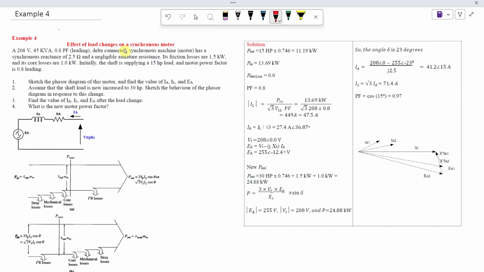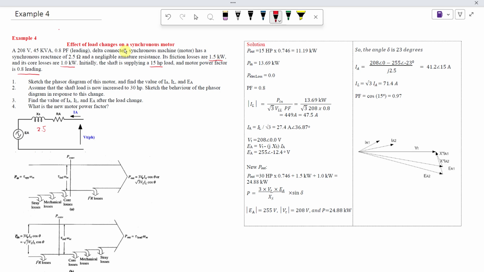The synchronous motor has a reactance of 2.5 here, and again we ignore the resistor. There are friction losses and core losses, and the shaft is supplying a 15 horsepower load. The motor power factor is 0.8 leading. Sketch the phasor diagram of the motor and find the values of IA and IL.